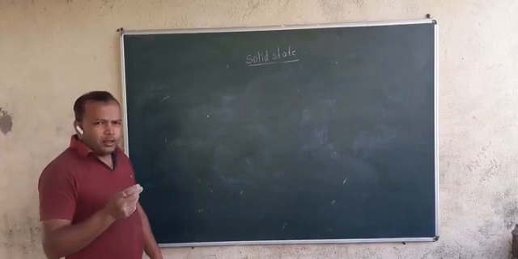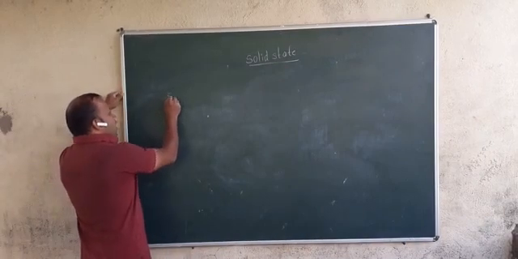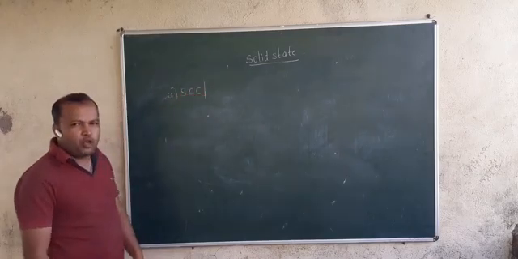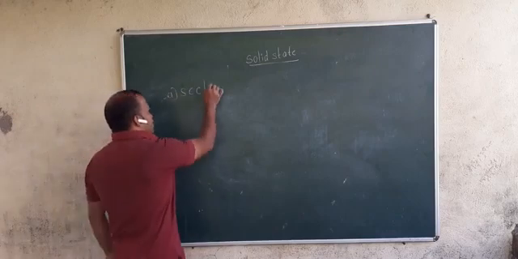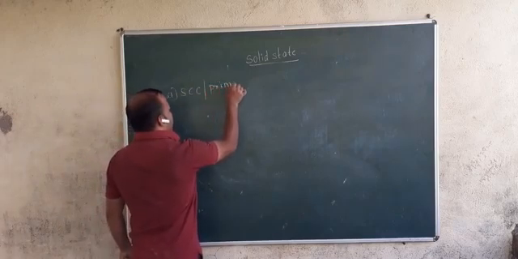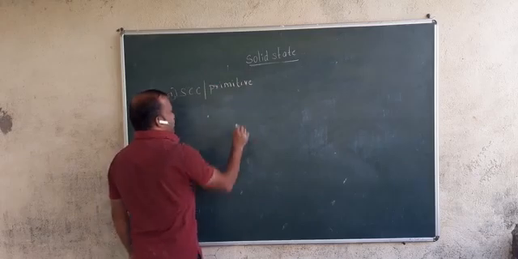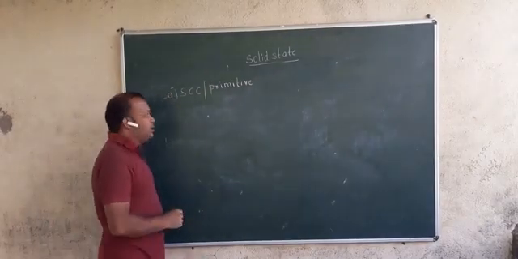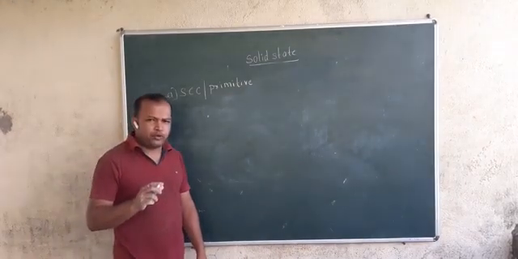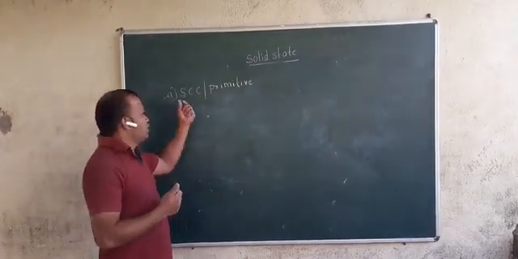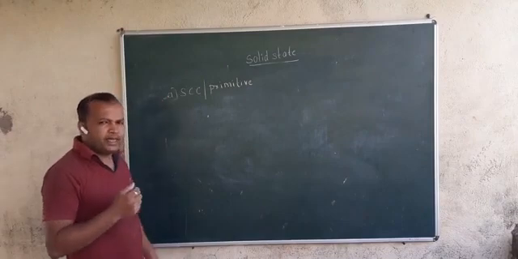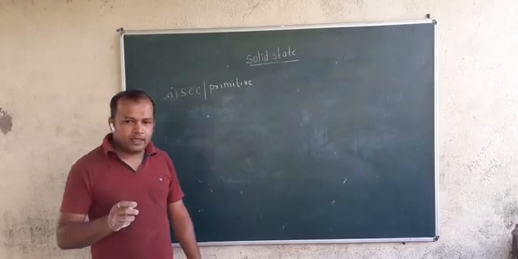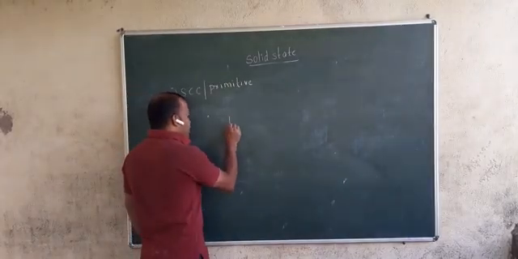So students, the first is SCC, simple cubic crystal, which is also called primitive. Primitive means simple. Generally in this chapter we are going to deal with cubes. So the first one is SCC. Whenever you see SCC, you will say it as simple cubic crystal. Now what is the simple cubic crystal?